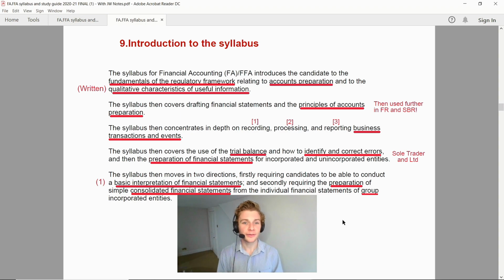We've got the principles of accounts preparation. So then this is what is used further in financial reporting and SBR, so note it on the side there. But there are 3 key areas on here for the syllabus to concentrate on in depth: recording, processing, and reporting. Knowing the process as it goes through for business transactions, so that's your double entry, what's going on, any adjustments, and events. So this relates into actual standards.